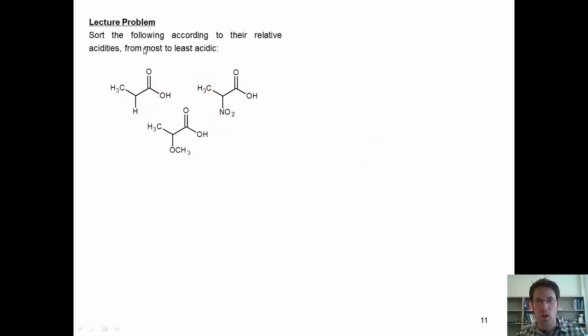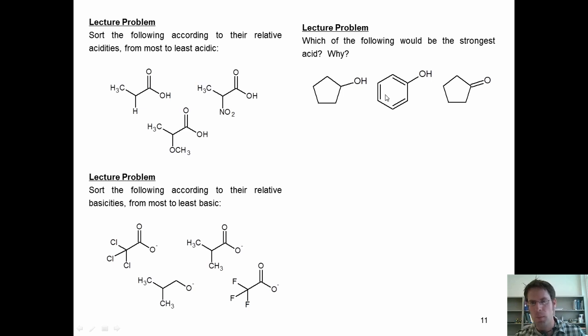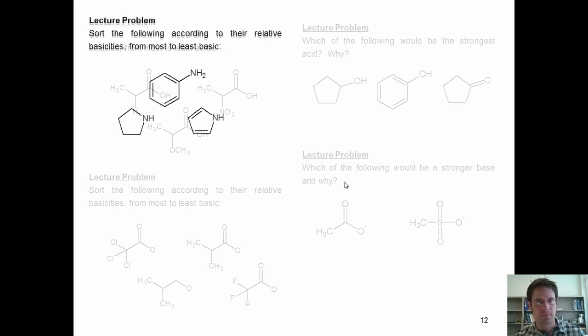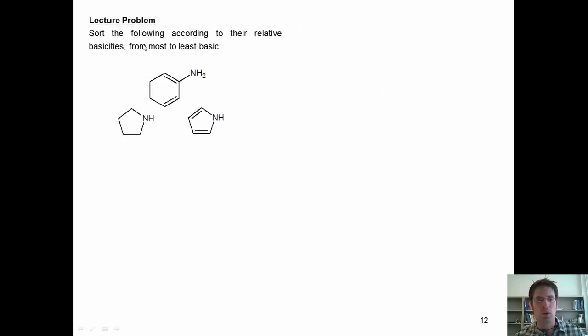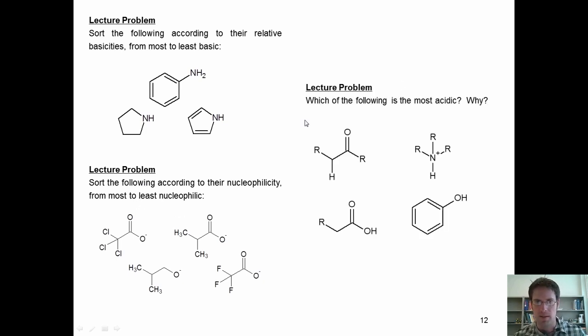I want you to sort the following according to their relative acidities from most to least acidic. I want you to sort the following according to their relative basicities from most to least basic. Which of the following would be the strongest acid and why? Which of the following would be the stronger base and why? Sort the following according to their relative basicities, from most to least basic. Sort the following according to their nucleophilicity, from most to least nucleophilic. And which of the following is the most acidic? Why?